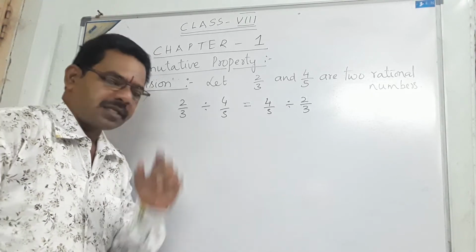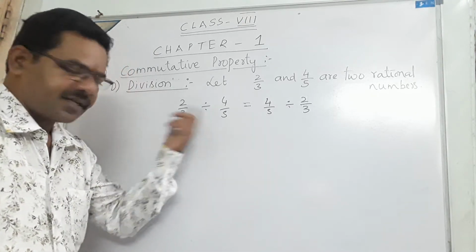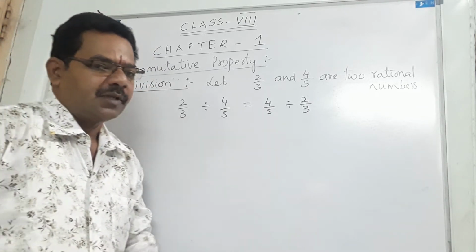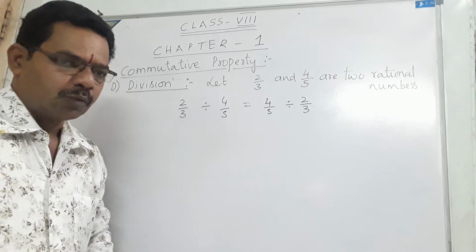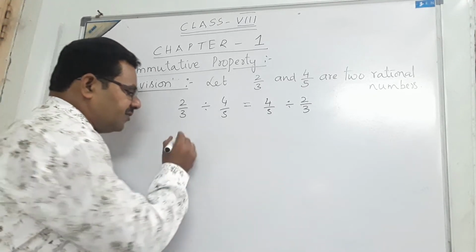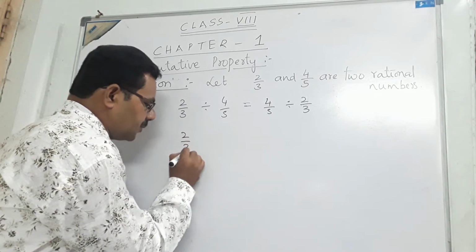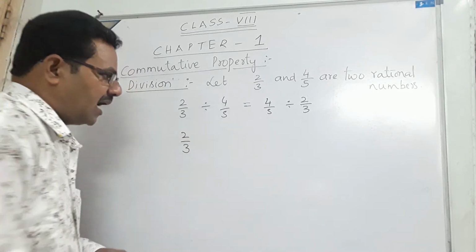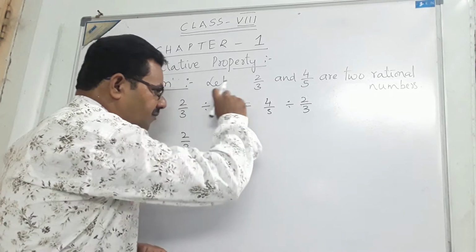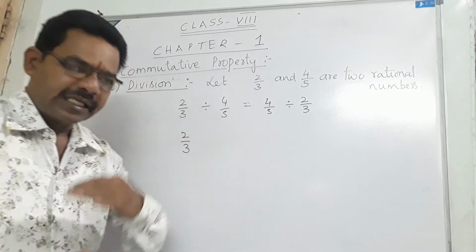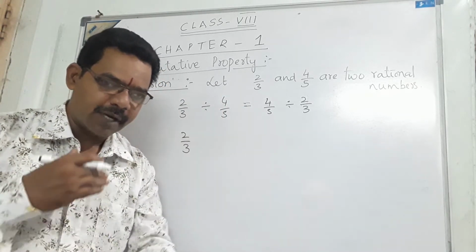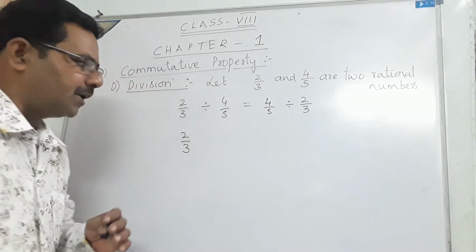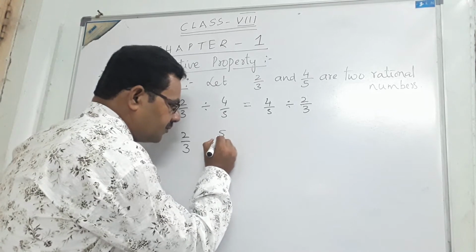But you have to understand one thing. Division of fractions, actually, is not possible directly. If it is not possible, what do we have to do? We shall see now. So the first rational number 2 by 3 we write as it is. And after that, the reciprocal of 4 by 5. Reciprocal means the denominator is converted into the numerator and the numerator into the denominator. So we have to write 5 by 4.